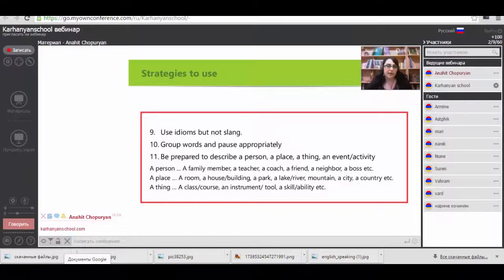And then, for example, if you have a place, it can be a room, a house, a building, a park, a lake, a river. So you must describe this place. Again, you must have some stock, a storage of adjectives to use whenever you wish. Okay. And then about describing a thing: a class, a course, an instrument, a tool, a skill, an ability. So make sure to prepare some adjectives for each of them separately.